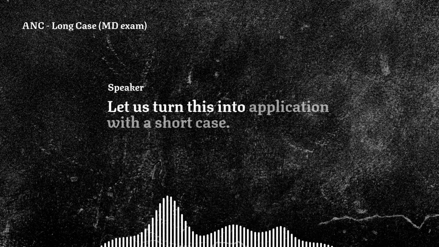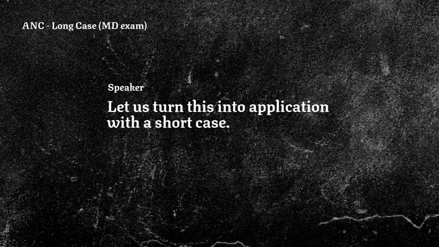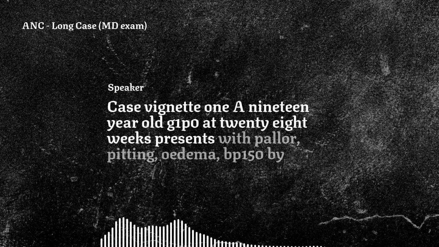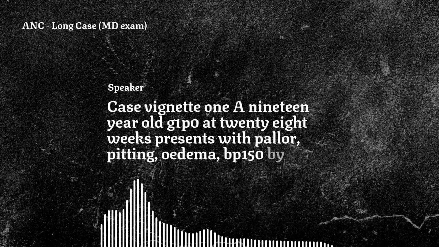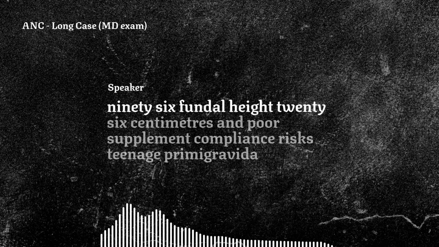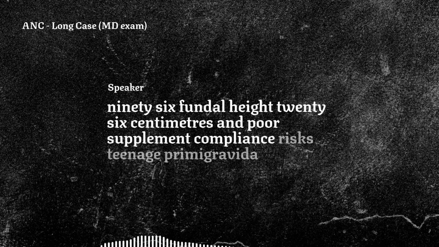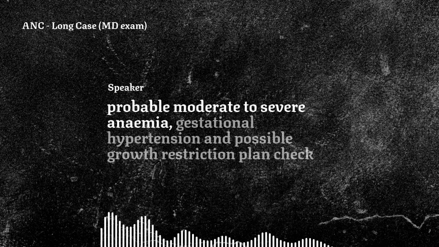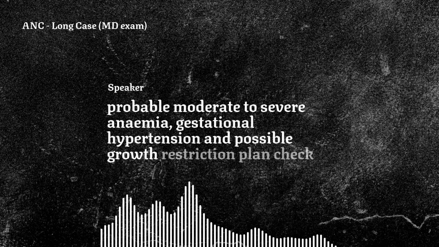Let us turn this into application with a short case. Case Vignette 1. A 19-year-old G1P0 at 28 weeks presents with pallor, pitting edema, BP 150 by 96, fundal height 26 centimeters and poor supplement compliance. Risks: teenage primigravida, probable moderate to severe anemia, gestational hypertension and possible growth restriction.